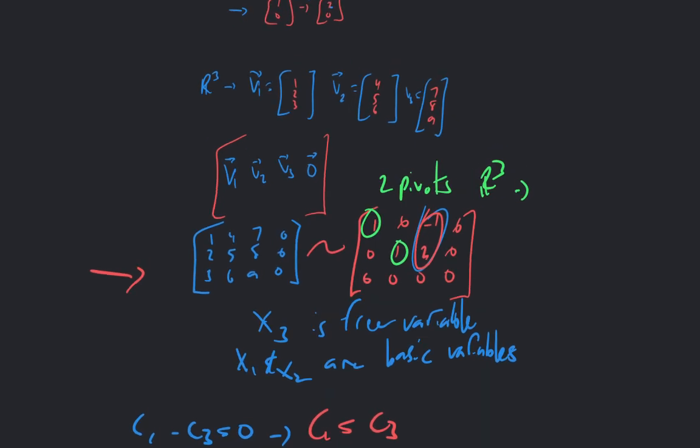Basically, this means that the vectors v1, v2, v3 can be made from each other. They somehow can combine to make one another.